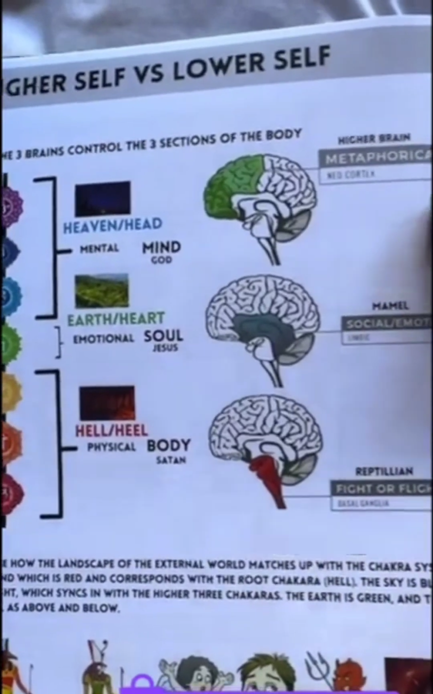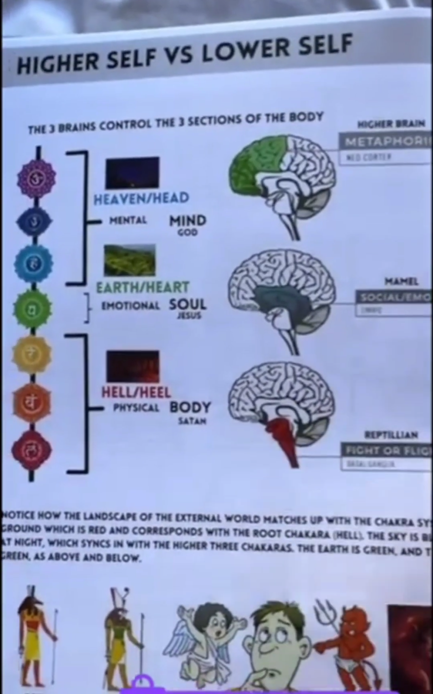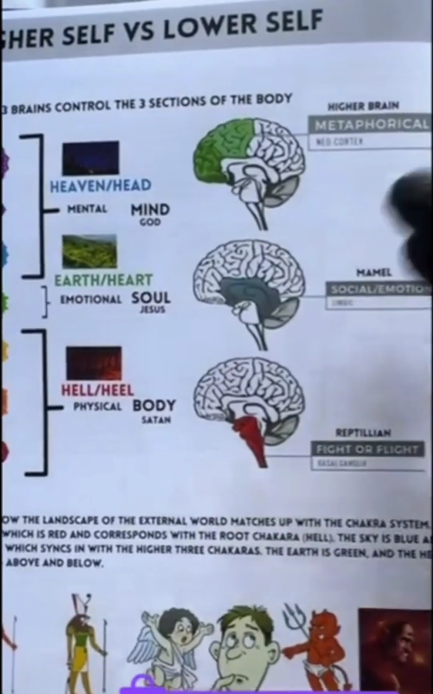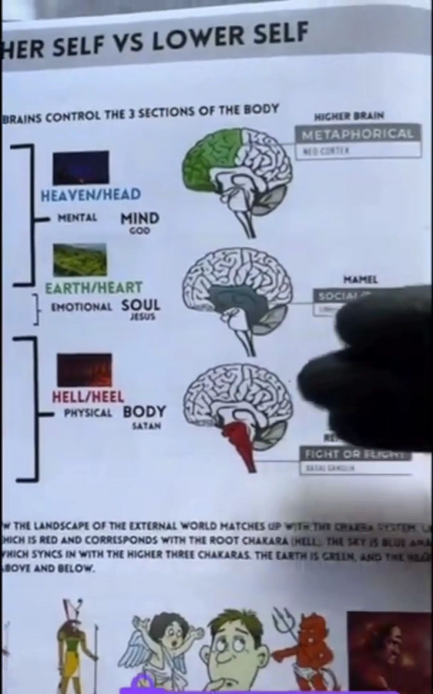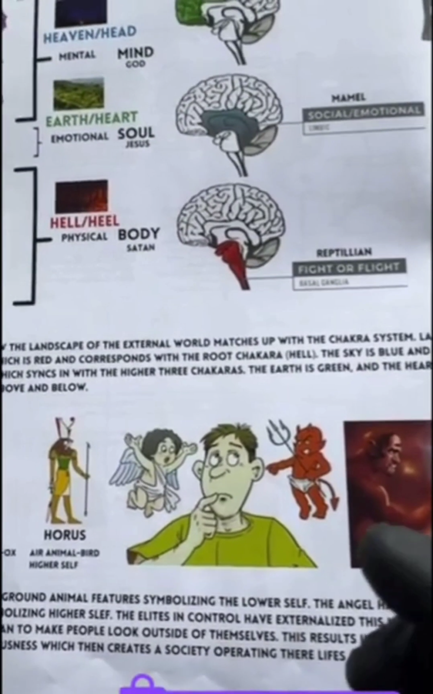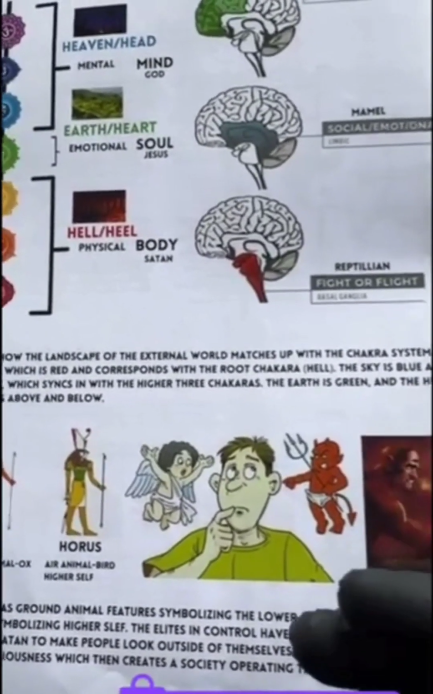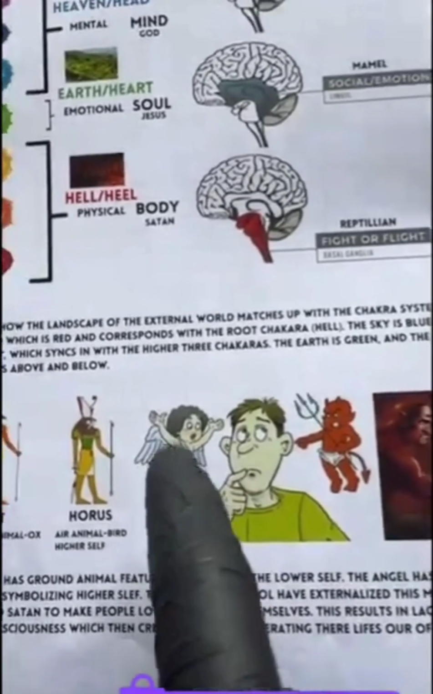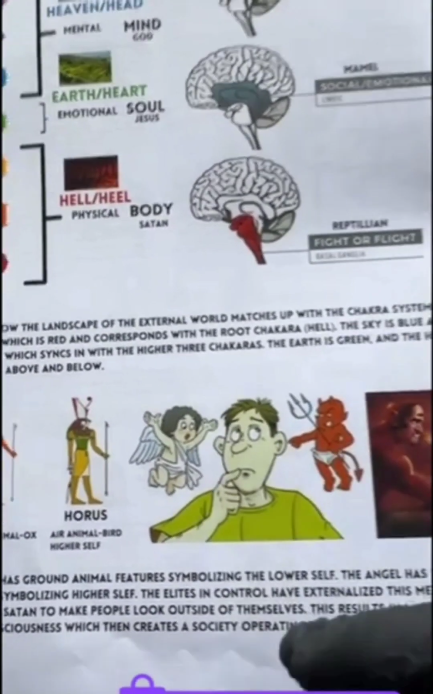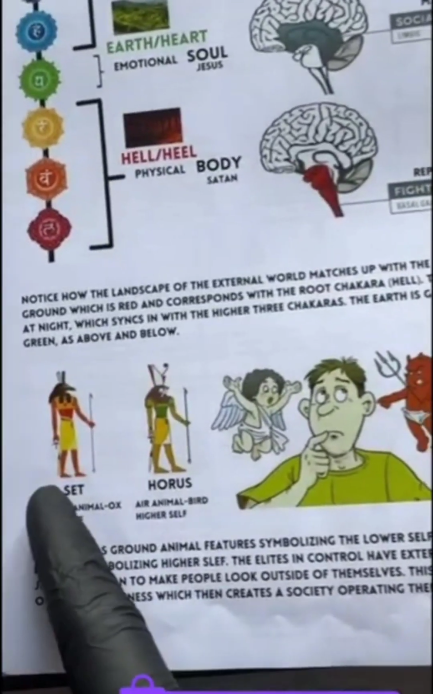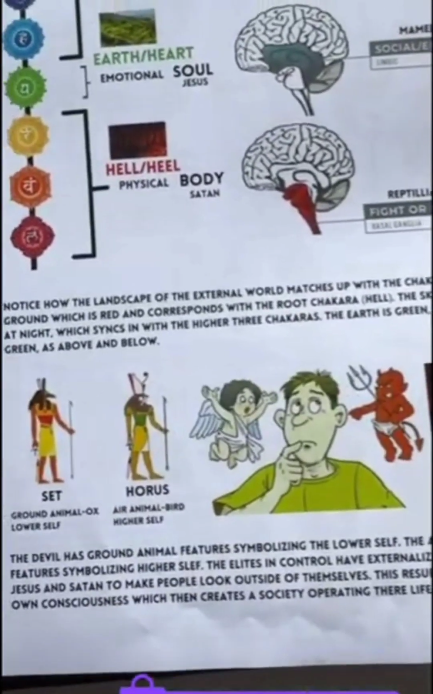Instead, you want to use the higher brain, the neocortex, where critical thinking and rationality takes place. This is why Neo from the Matrix is called Neo, because he awakens and uses his higher brain. The devil and the angel on your shoulder is an internal battle between your higher and lower self. The devil has goat horns, which is a ground animal. The angel has wings, which is a higher animal, which represents the higher self. Jesus and Satan, Horus and Set, the higher self and the lower self.